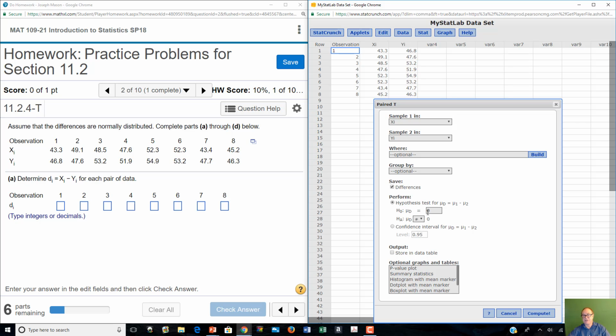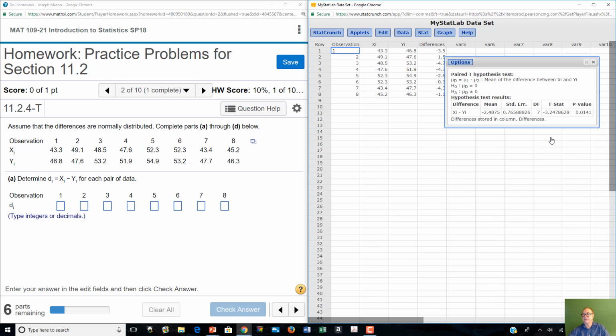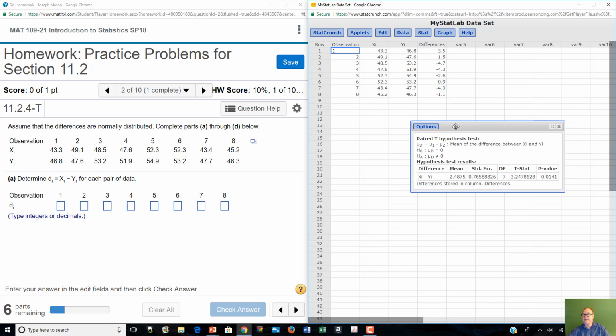Okay, hypothesis test, we can leave it. It doesn't really matter, because all I'm looking for is the differences right now. Okay, so I would compute. So you notice it put the differences into your spreadsheet. So right here is your differences. That's what happened when you hit Save Differences.